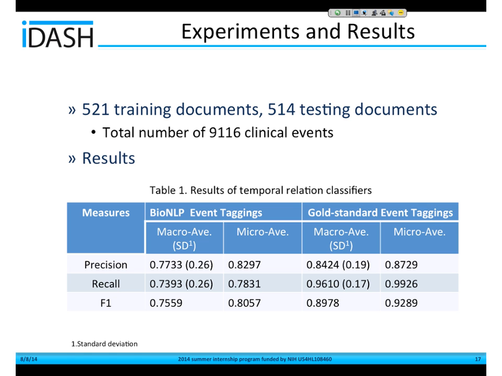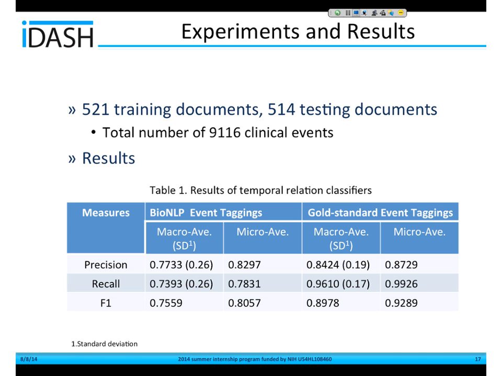For the experiment, I split the whole data set into almost 50% training and 50% testing. And for the result, as the errors in the result of BioNLP tagging would include the event tagging errors and temporal relation errors, we want to find out the errors solely due to the temporal relation. So I also show the results using the gold standard.